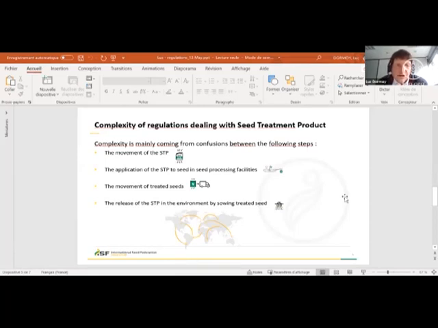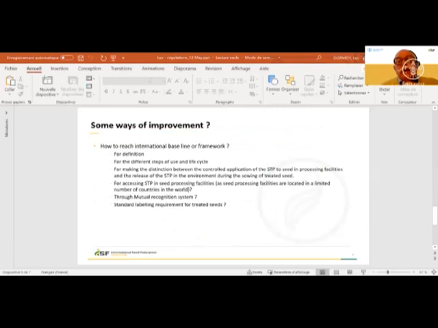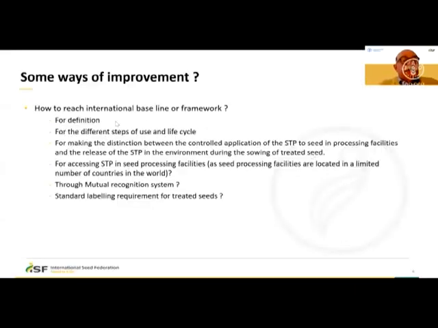So here are some ways of improvement, more questions than answers, but it's to share with you and to highlight some points: how to reach international guidelines or a framework, addressing definitions, addressing these different steps of use and life cycles of seed applied technologies, for making the distinction between the controlled application of seed treatment product to seed in processing facilities and the release of the seed treatment product in the environment during the sowing of treated seeds.